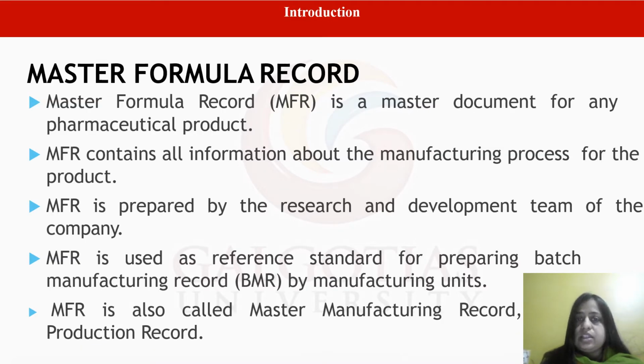It is a master document for any pharmaceutical product. It contains all information about the manufacturing process for the product. It is prepared by the research and development team of the company and used as a reference standard for preparing the batch manufacturing record by the manufacturing unit. It is also called the master manufacturing record or production record.